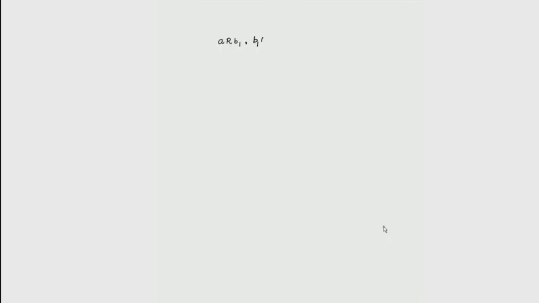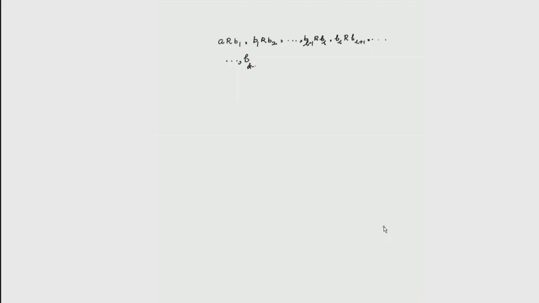We can do this more systematically, like here. Please see that I am first writing the path. This is A and this is A R B 1, then B 1 R B 2.